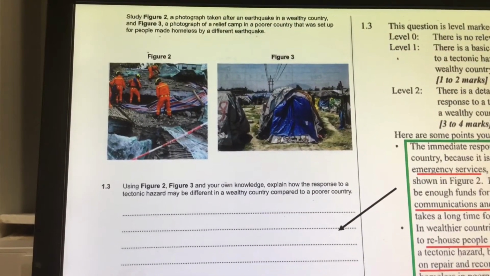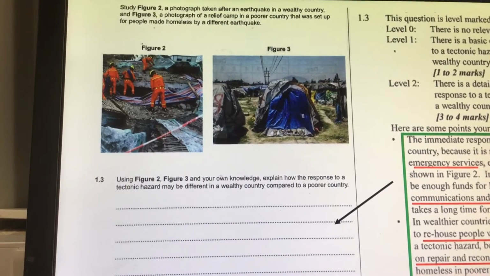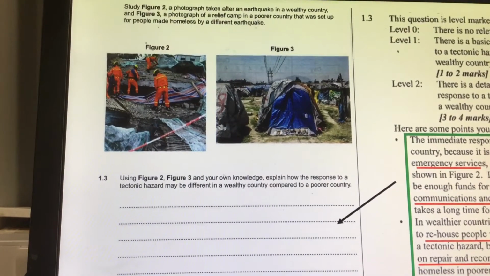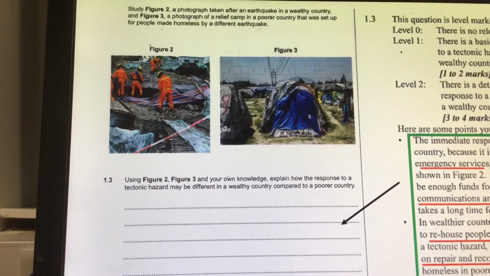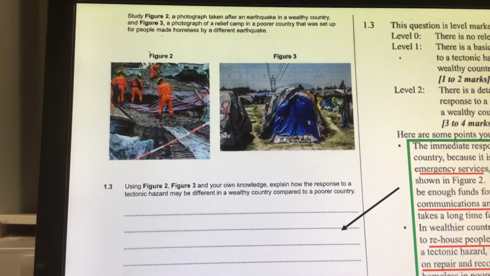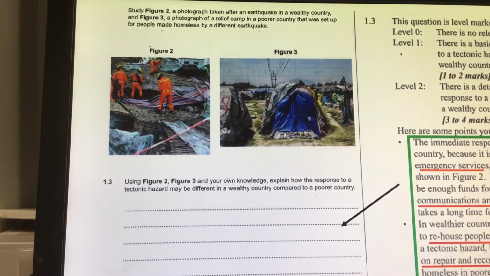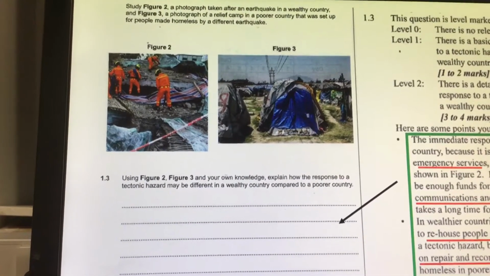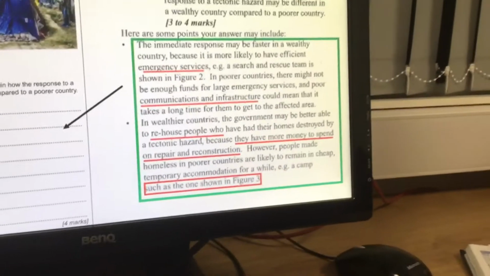Now for question 1.3, we've been given 2 photographs. One showing us the aftermath of an earthquake in a wealthy country, and one showing us a relief camp after an earthquake in a poorer country. And we've got to use these 2 figures and our own knowledge to explain how the response to a tectonic hazard might be different in the wealthy country compared to a poorer country. So I've got some ideas here for you.